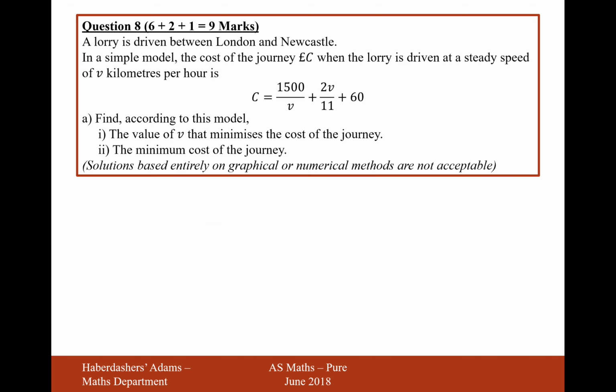Here we're looking at question 8. So a lorry is driven between London and Newcastle. In a simple model, the cost of the journey C when the lorry is driven at a steady speed of v kilometers per hour is this expression here. Find, according to the model, the value of v that minimises the cost of the journey and the minimum cost of that journey. Solutions based entirely on graphical and numerical methods are not accepted.